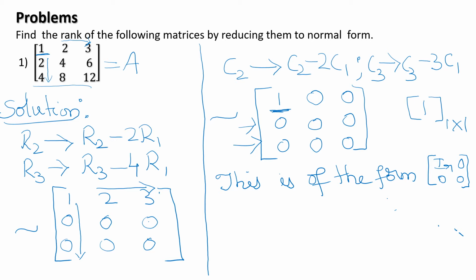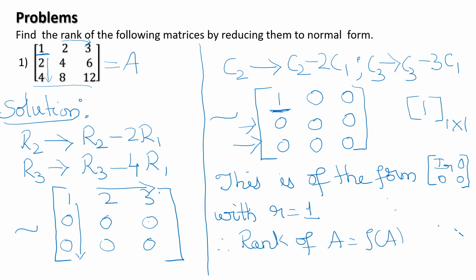So this is of this form, with what is R here? R is equal to 1. Therefore, rank of A. How do you denote this? Row of A is equal to 1. So this is how you need to find the rank of the matrix by reducing it to normal form.